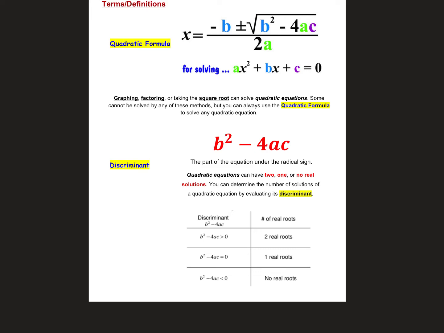This is 8-7, the quadratic formula and the discriminant. The quadratic formula is listed there as x equals negative b plus or minus the square root of b squared minus 4ac, all over 2a. And then the discriminant lives underneath the square root. It's just the b squared minus 4ac. We'll go over the purpose of that when we get to the examples.